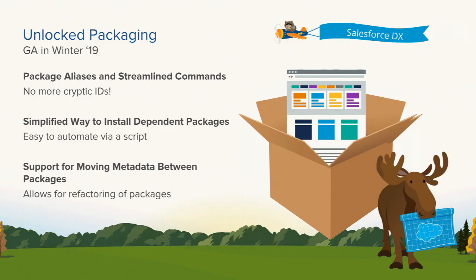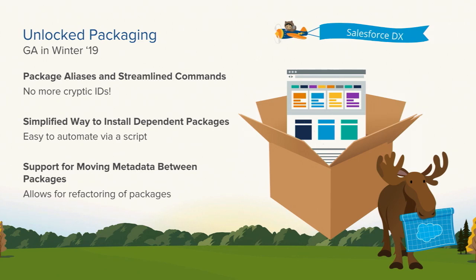Let's talk about unlock packaging. In a previous release, we announced unlock packaging as the means to organize metadata in your production org so that you could track the origin of the metadata, but more importantly, you could version this metadata and have a clear package upgrade process. With the Winter 19 update, we are making this generally available. We've also streamlined some of the package CLI commands so that managing a project is much easier than before, and you don't have to deal with any of the cryptic IDs because you can reference things with package aliases.